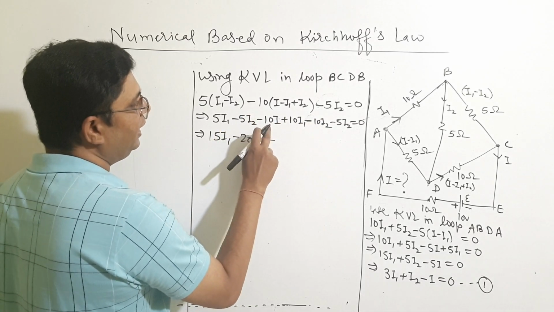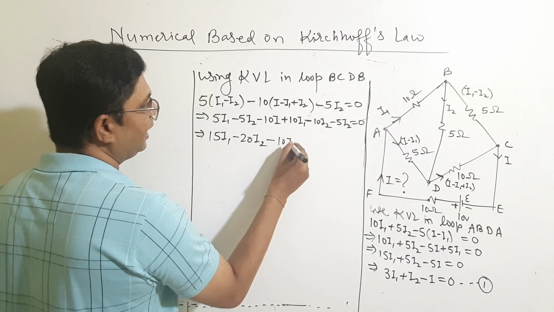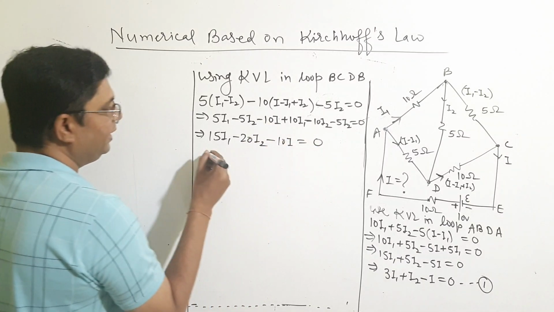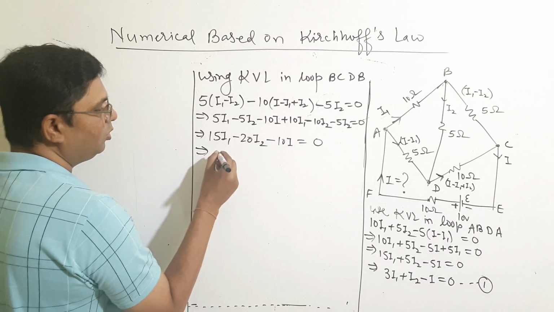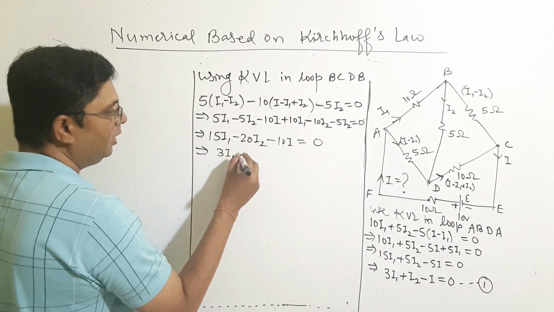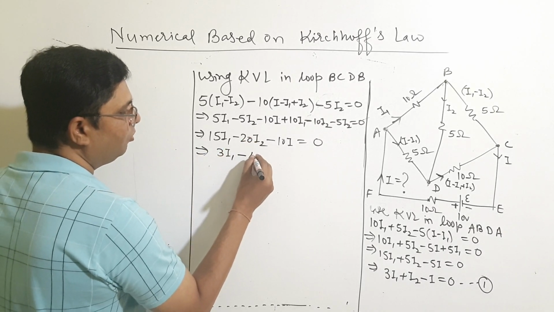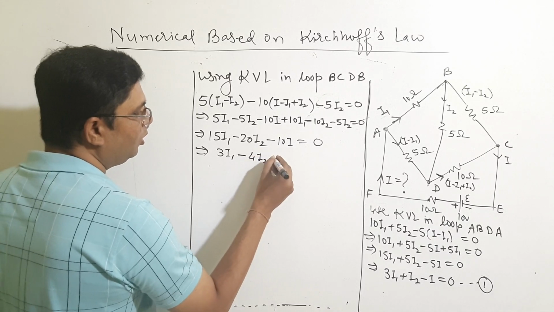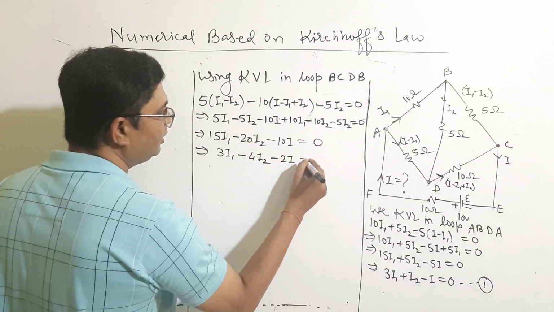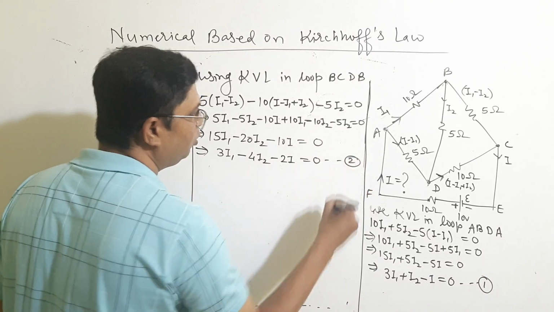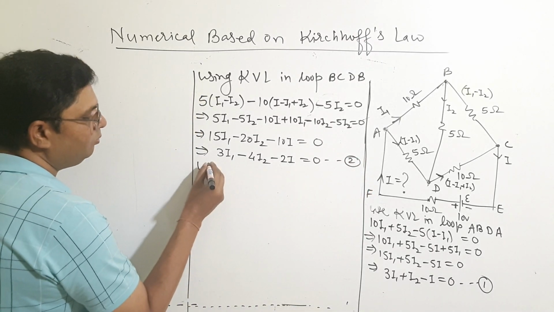So I is only here, so you write 10i, this is equal to 0. Now divide it again by 5, so you have 3i1, you have 4i2, you have 2i, which is equal to 0, equation number 2.